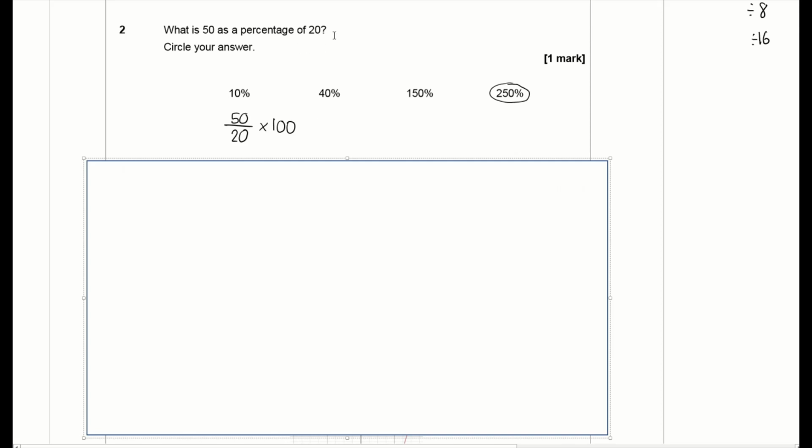So you must always make sure you're looking for that as a percentage of. If they say as a fraction of something, as a proportion of something, or as a percentage of something, the something, the thing that follows as a percentage of, must be the denominator. So 50 over 20 times 100 is 250%.